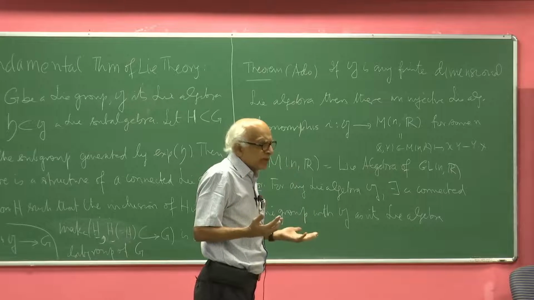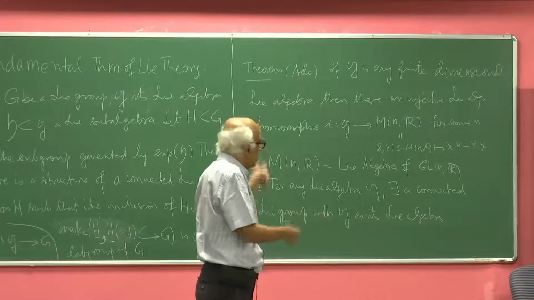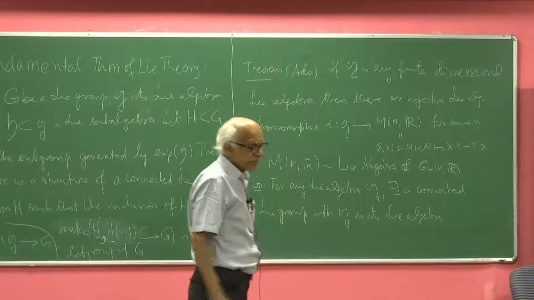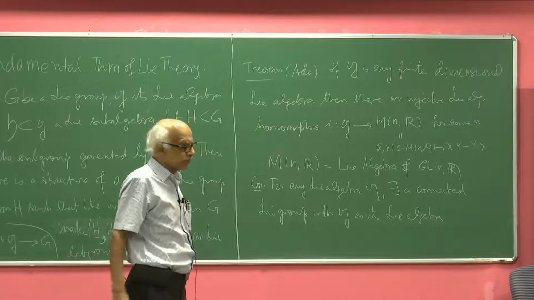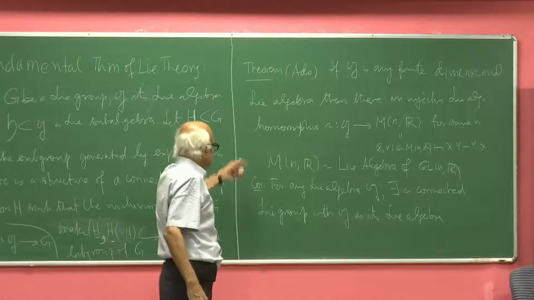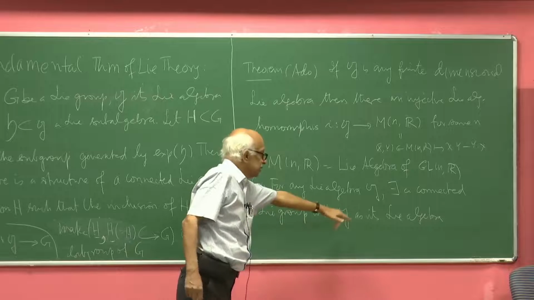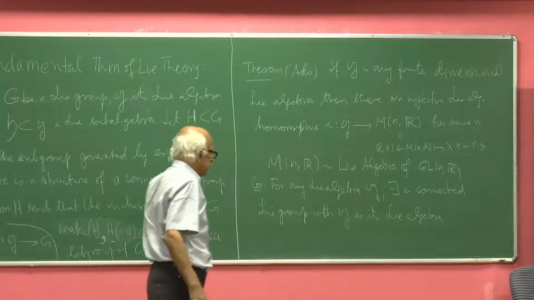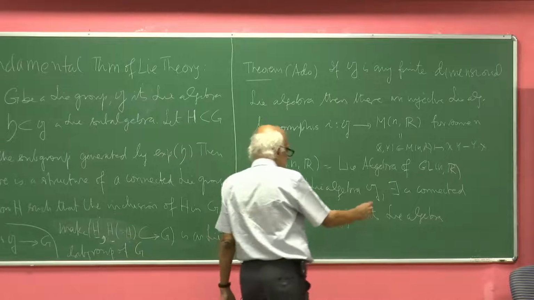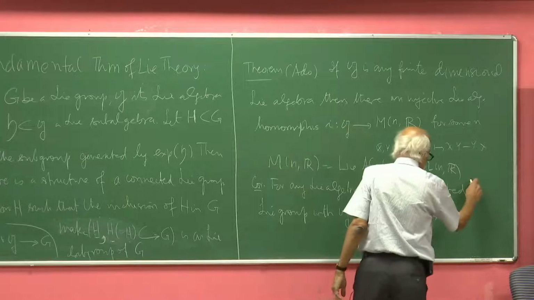What do I mean by matrix Lie group? A matrix Lie group is nothing but a Lie subgroup of M_n(R). Okay. So, of course, for any Lie algebra G, there exists a connected Lie group with G as its Lie algebra. In fact, one can replace this connected by connected, simply connected as well.